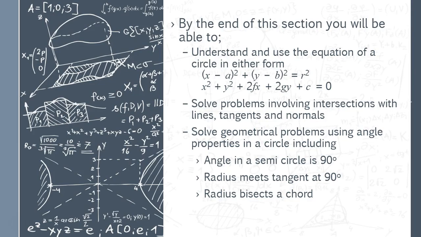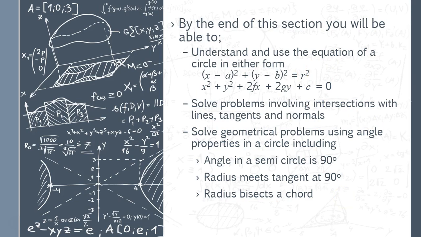So we've got the two formats for the equation of a circle. That's these two things here that look like an absolute mess at the moment, but I promise you they're not actually as bad as you might think. And then once we've got the basic equation of a circle stuff done, we've got to get into how we deal with solving problems involving intersections, lines, tangents, and normals. And we'll talk more about those in future videos.